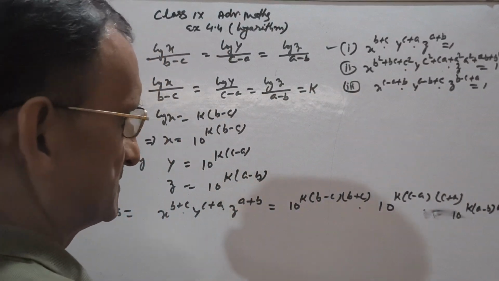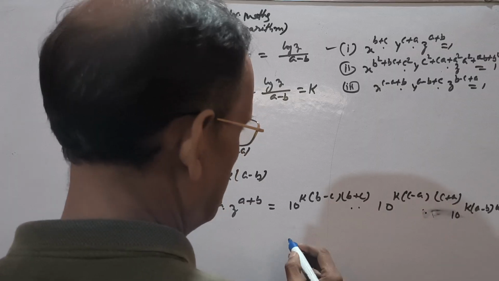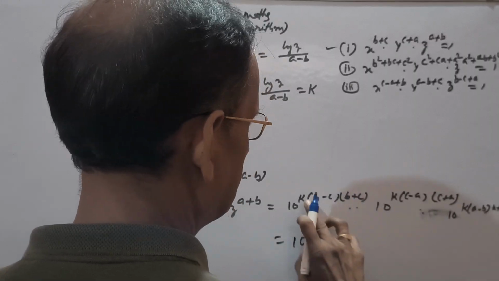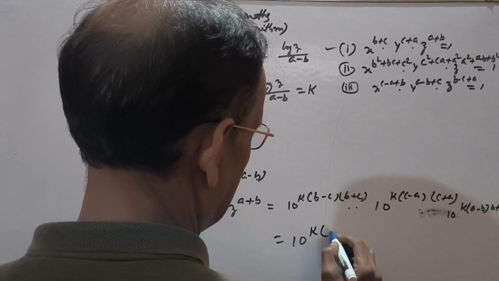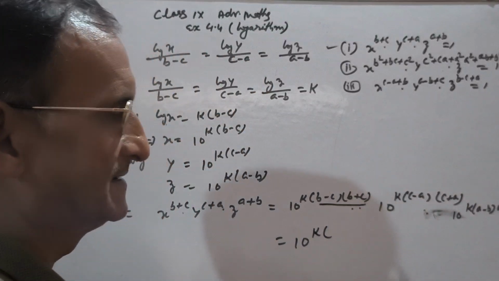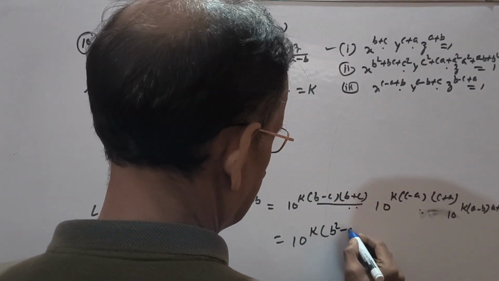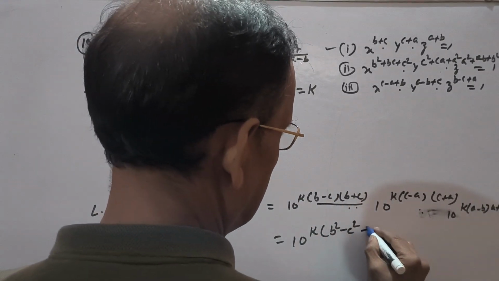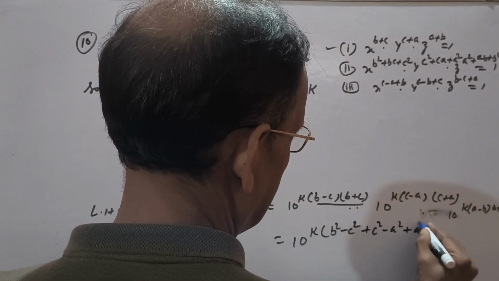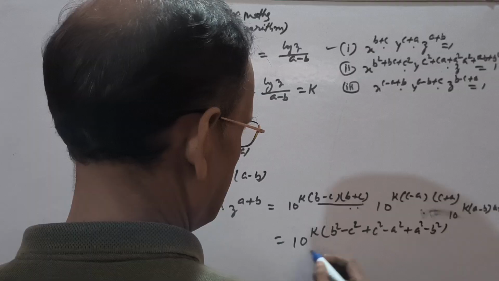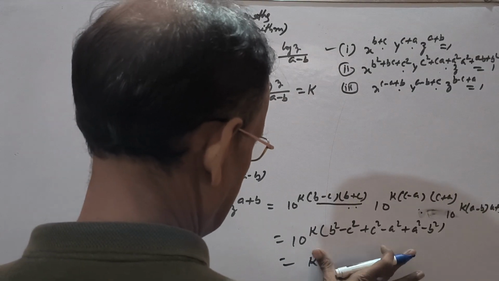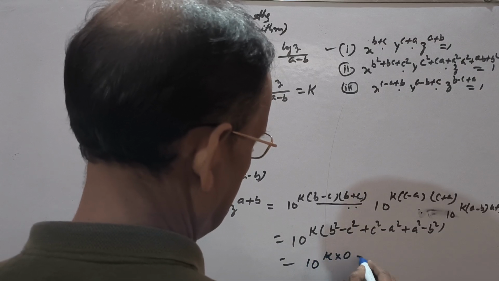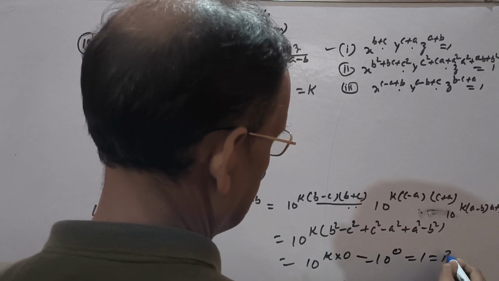Now simply use the law of indices. The base is the same and the powers will be added. So 10 to the power this plus this, and see, everywhere k is common. You can take k common: b minus c into b plus c is, by identity, b square minus c square, in the same base the powers will be added, and k is already common, so plus c square minus a square plus a square minus b square. So we get 10 to the power k into 0, equal to 10 to the power 0, which is equal to 1, and this is the right hand side.